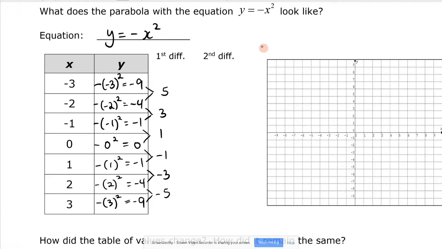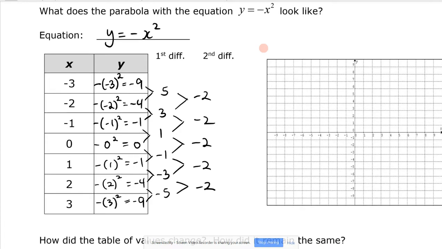Then if I do the second differences, second number minus the first, 3 minus 5 is negative 2. 1 minus 3 is negative 2. Negative 1 minus 1 is negative 2. And so on and so on. You'll find that all the second differences are the same.